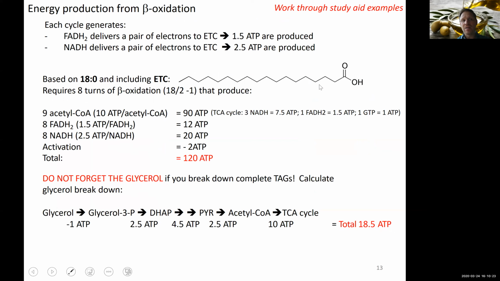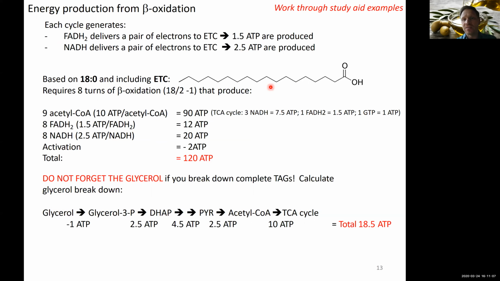First, I need to remind us that we have different ATP yields coming from our electron carriers. FADH2 will deliver electrons to the ETC, the electron transfer chain, which we'll see in the next lecture, and yields 1.5 ATP, whereas NADH delivers a pair of electrons to the ETC, but yields actually more, 2.5 ATP. For now, we'll just let this stand. We'll see more evidence for this when we talk about the ETC. But this is what we're using for calculating how much ATP we're actually getting out of breaking down a fatty acid. What I want to do is just take one fatty acid here as an example.